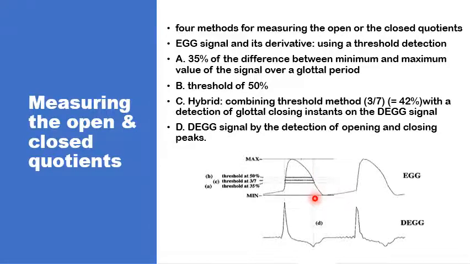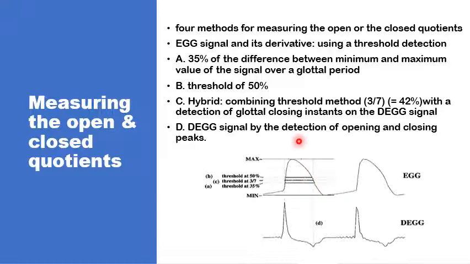If you go from the minimum to the maximum 35% up, then you would have a straight line here that marks the start and the end of the closed phase, and from here till the other cycle you can have the start and the end of the open phase. You can have this line at the 35% level from the bottom, or you can have it at 50%. This was proposed by other researchers, to have either 35% or 50%.